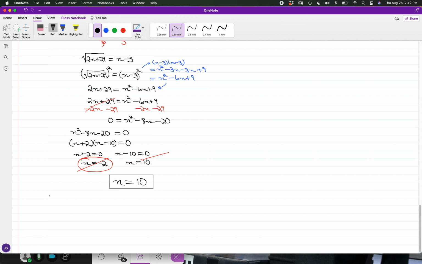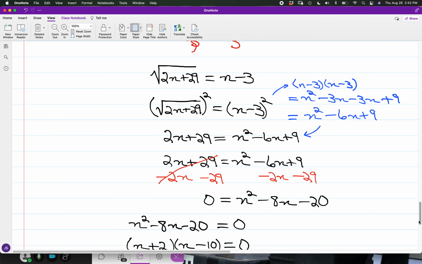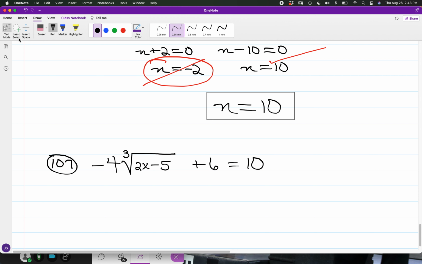And we have, in the case of odd root radicals, now we have, in the case of 107, here we have -4 times the cubic root 2x minus 5, followed by the addition of 6, and we have that equal to 10. Okay, so we get the radical term by itself.